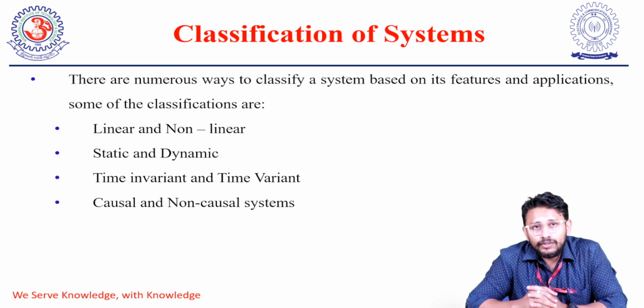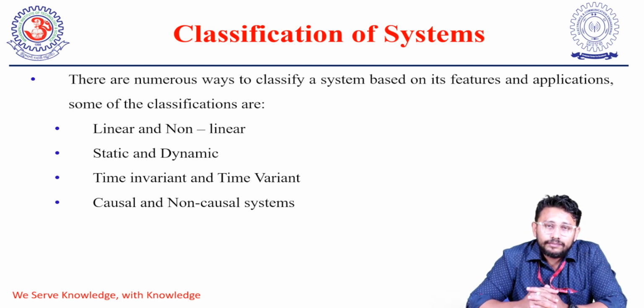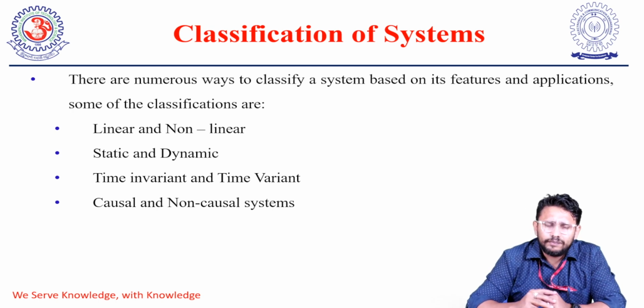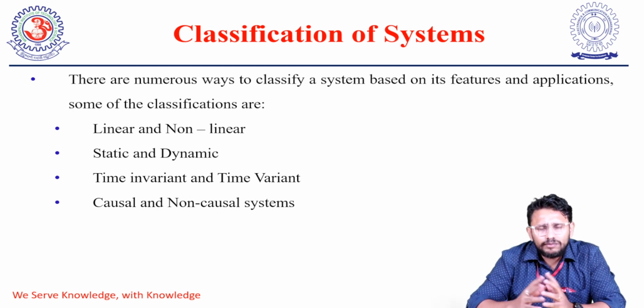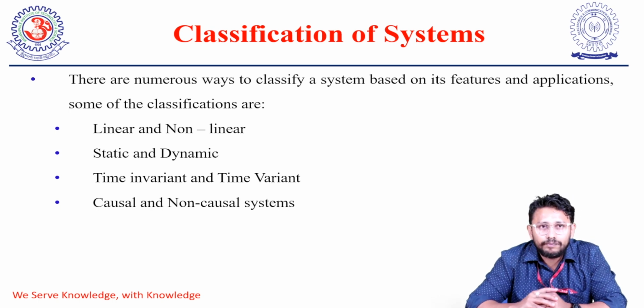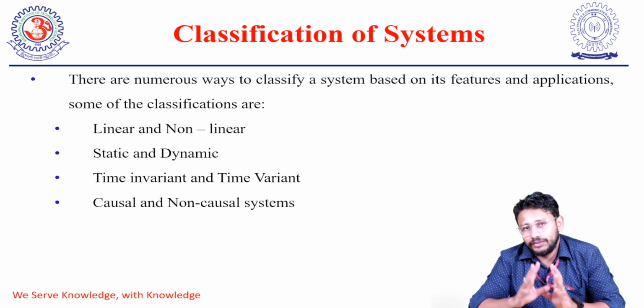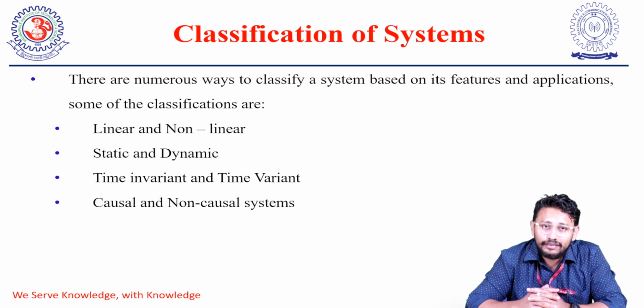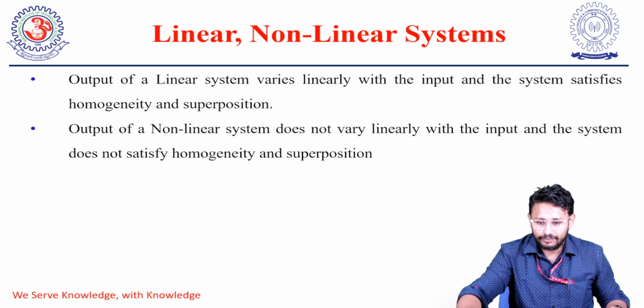Now we move forward with the classification of systems. There are numerous ways to classify a system. Some of these are based on the features and applications of the system. Some of this classification, which we'll cover in this particular session, are as shown: linear, nonlinear, static, dynamic, time invariant, time variant, causal, and non-causal systems. Let's have a look at them one by one.